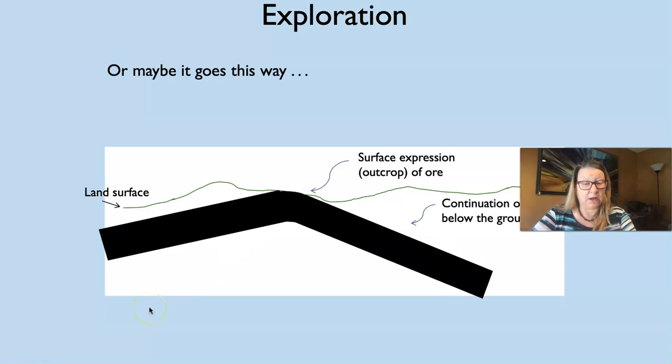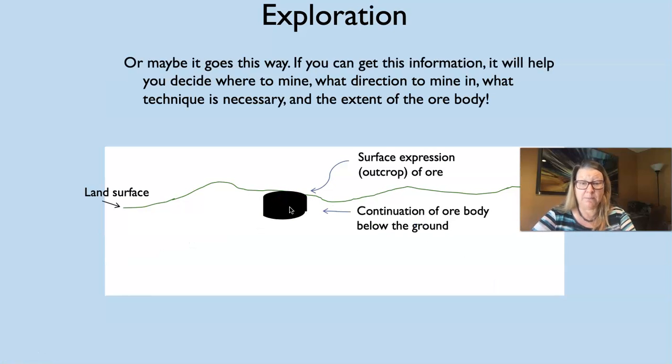Or it might be even larger and have some sort of fold associated with it, and where the kink of that fold is, you happen to be seeing it outcrop at the surface. On the other hand, it might even be a very small deposit, and you happen to be seeing the top of it, but it might not go very far below the surface.